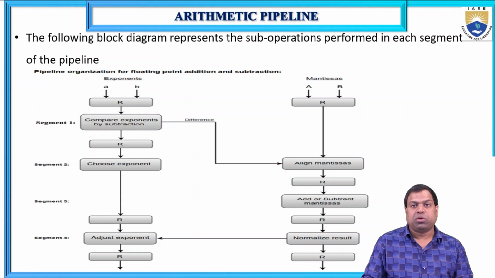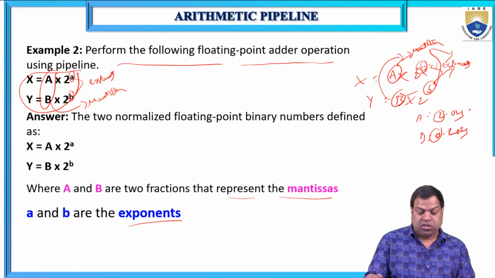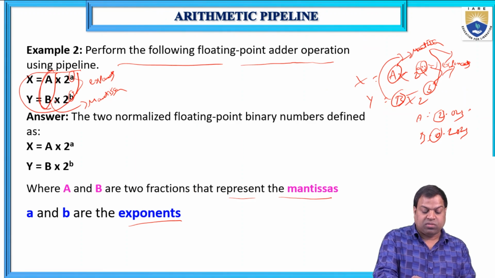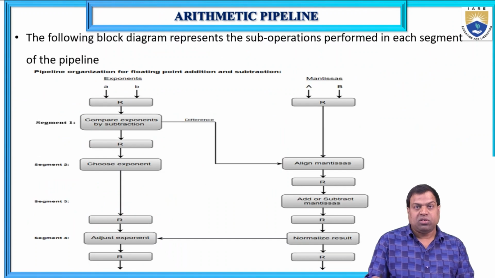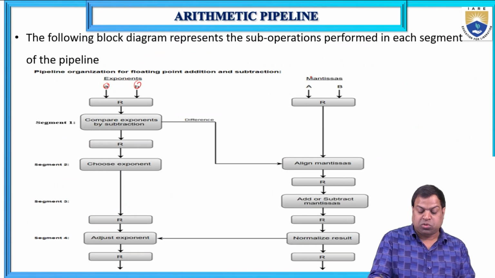The following block diagram represents the sub-operations performed in each segment of the pipeline. So what are the exponents and mantissas? In the question, capital A and capital B are the mantissas, and small a and small b are the exponents. So we have to compare these. Then I need one register to compare. Is a greater than b, less than b, or equal to b? How can I know that?